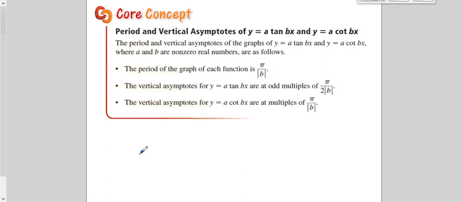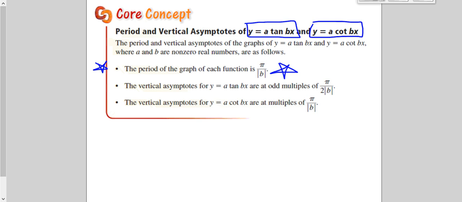Period and vertical asymptotes of y equals a times tangent of bx and y equals a times cotangent of bx. The period is pi divided by the absolute value of b. And then we have some equations for vertical asymptotes. You can use those if you'd like to. I usually don't. We absolutely must have this though. Tangent is centered on the y-axis. Cotangent goes from the y-axis forward 1 pi.